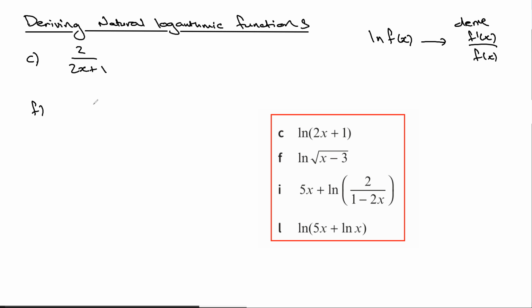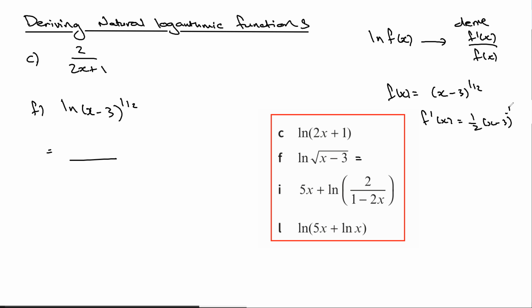For question F, this is the same as ln of (x minus 3) to the half. So when we derive this function, a half is going to go in front, and then we're going to subtract 1 from that. I could do that separately on the side. So let's say f of x is equal to (x minus 3) to the half. Deriving that function separately, I got half (x minus 3) to the minus a half, using the normal power rule.